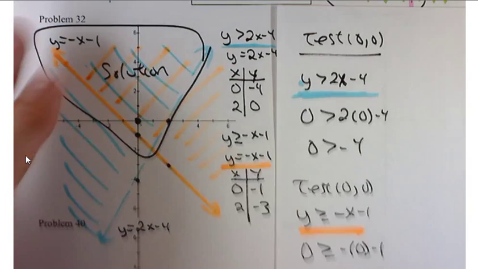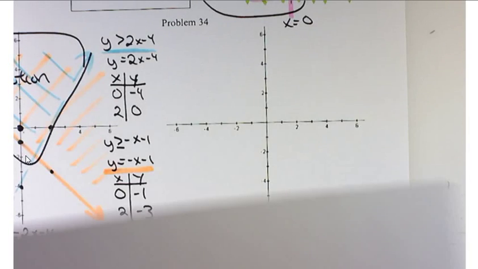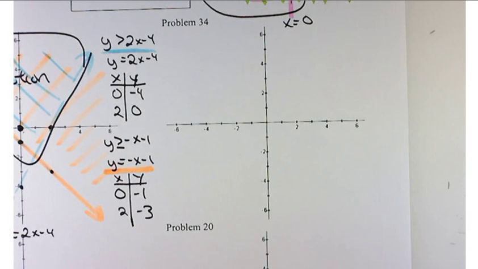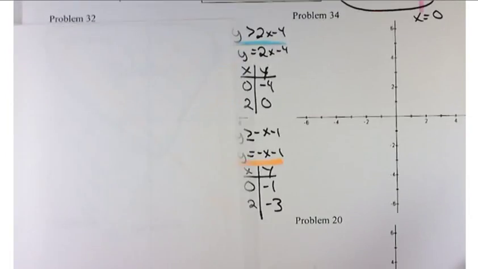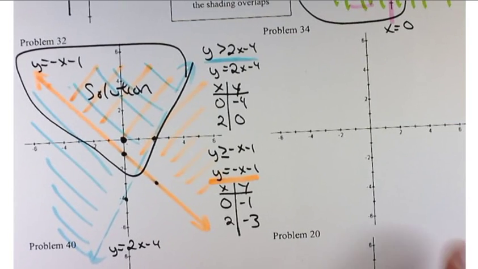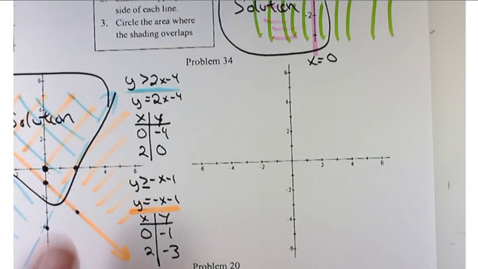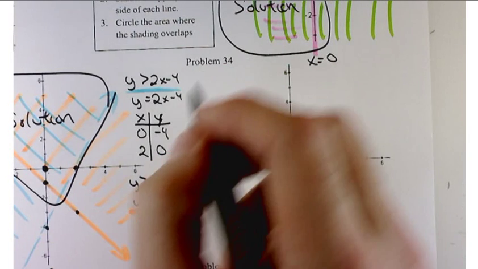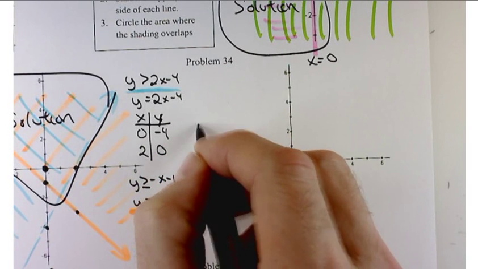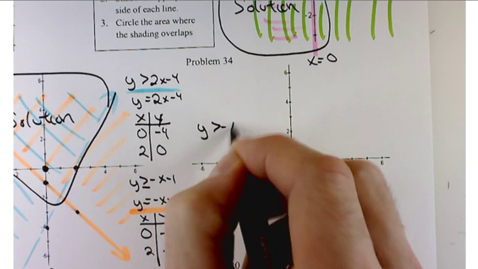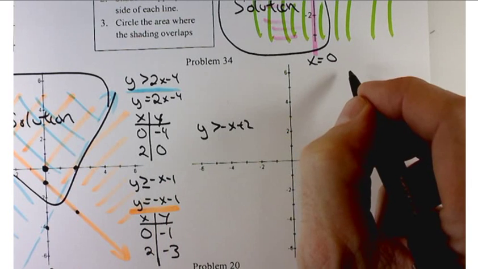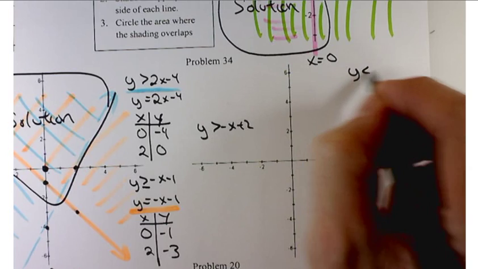Let's do one last one. It's problem number 34. I think you'll be in good shape for these. I'm going to help things out a little bit in terms of the graph. We've got two inequalities. One is y is greater than negative x plus 2, and the other one is y is less than negative x plus 4.